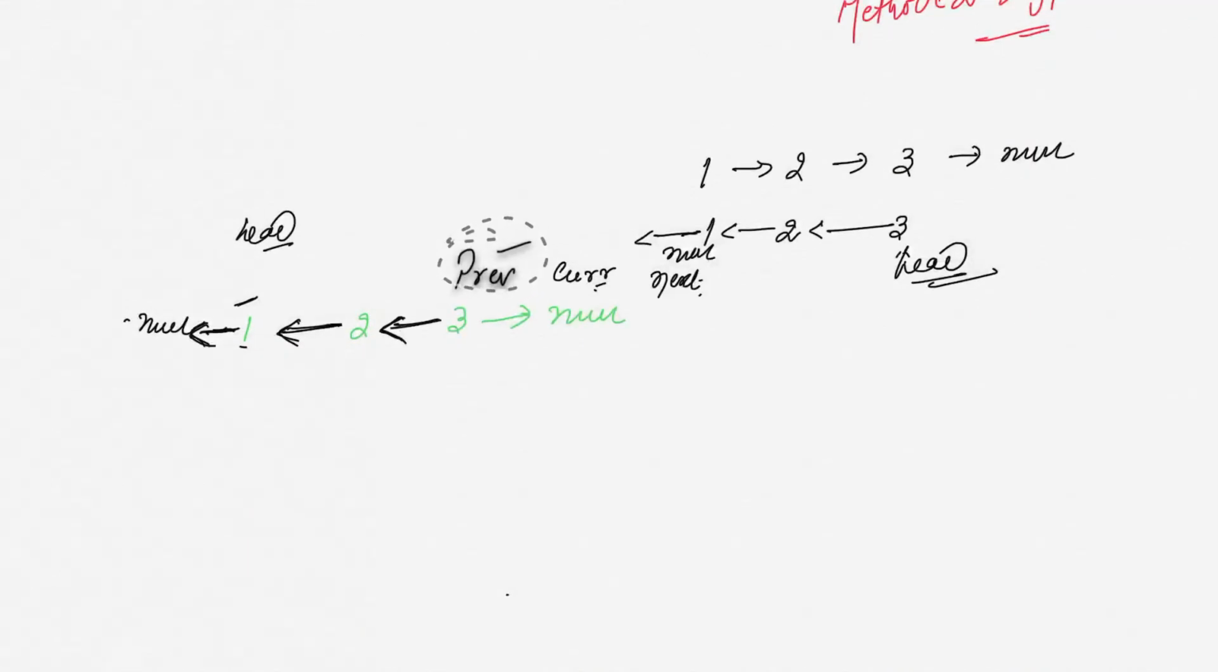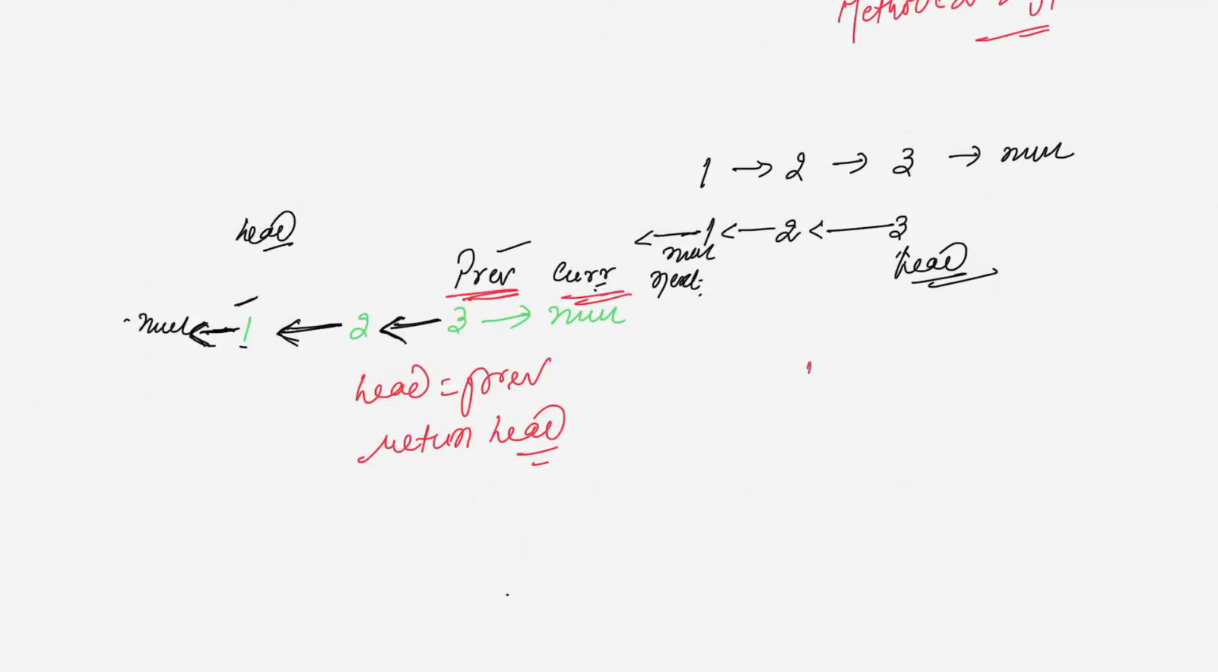As current has become null, we are not going to do anything in this case, and we will return this previous, or we can make head equal to previous and return head. So this is pretty much very simple.